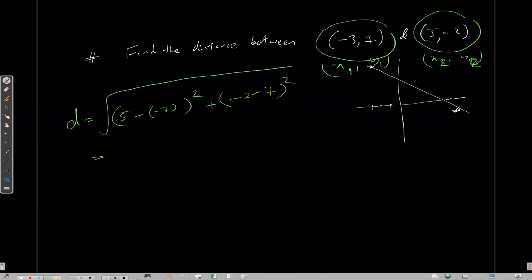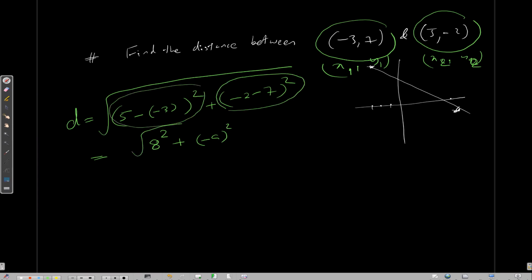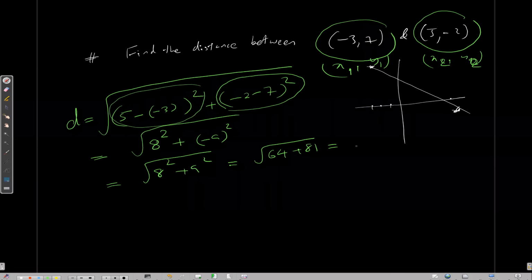So you have to be careful with minus sign. 5 minus -3, that's +3, so 8 squared plus -9, put a parenthesis, squared, because see this number here is always going to be positive. So this is actually 8 squared plus 9 squared, because minus into minus becomes plus. So you get 64 plus 81, square root of that is square root of 145. Let's leave it like that for the time being.